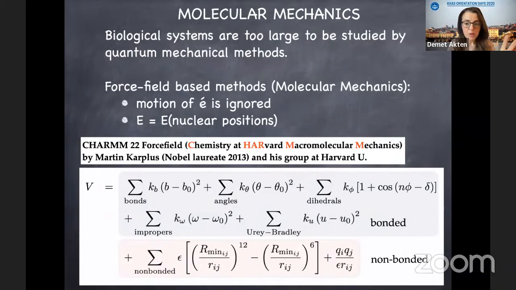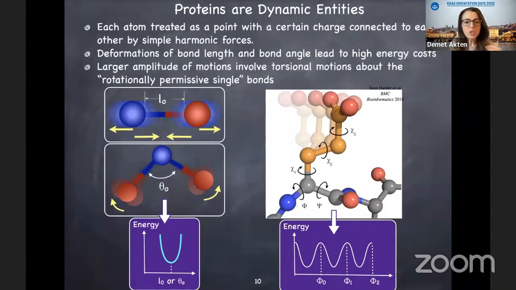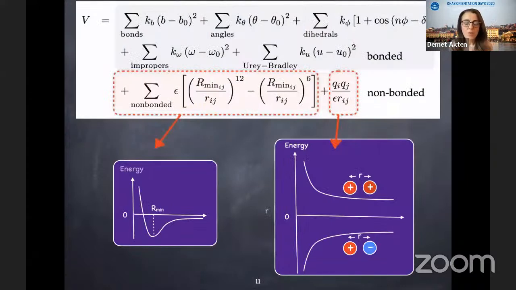And I will explain the bonded part now. As you all know, each atom is treated as a point with a certain charge, and they are connected to each other by simple harmonic forces, and they oscillate around a certain equilibrium distance. Also, the bond angles oscillate around 3 atoms, and we describe them by a harmonic potential, as you can see at the lower left side. On the right side, you can see torsional motions about rotationally permissible single bonds. You cannot rotate double bonds or aromatic bonds, but single bonds can rotate around themselves. This is described by a cosine potential, and this is what gives the freedom for protein motion.